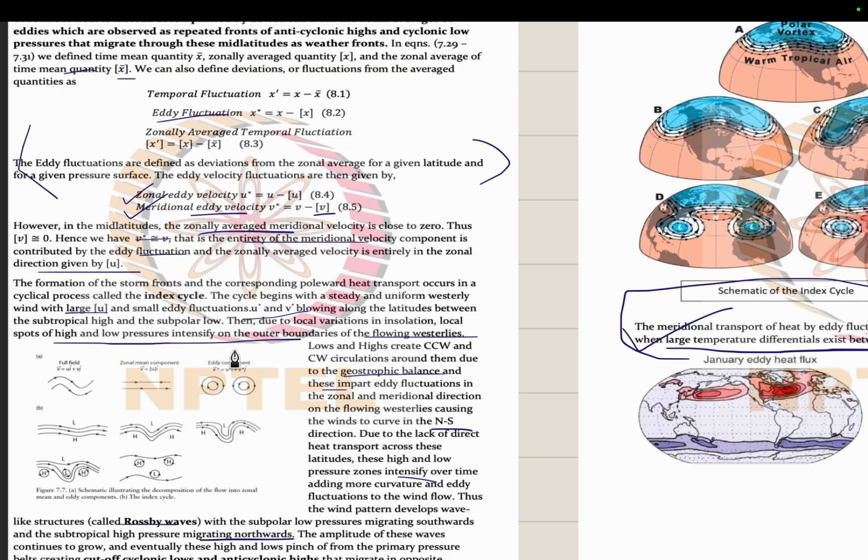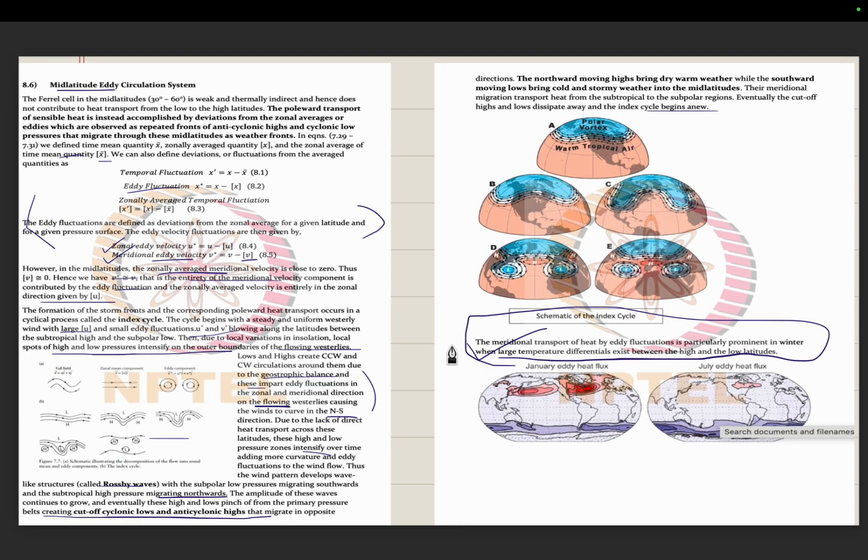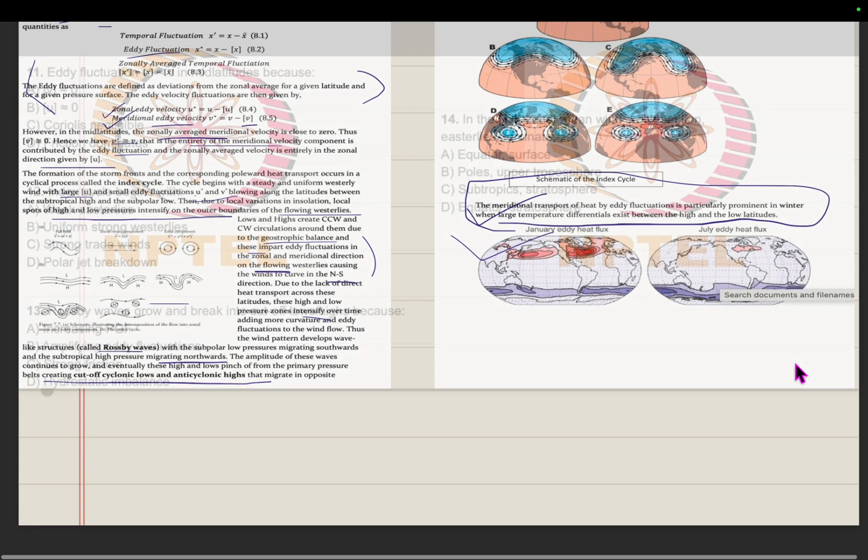Lows and highs create clockwise and anti-clockwise circulation around them due to the geostrophic balance, and this imparts eddy fluctuation in the zonal and meridional direction on the flowing westerlies, causing the wind to curve in the north and south direction. Another key thing is this mid-latitude transport is more prominent when there is winter in the hemisphere, because then a large temperature differential exists between high and low latitudes.